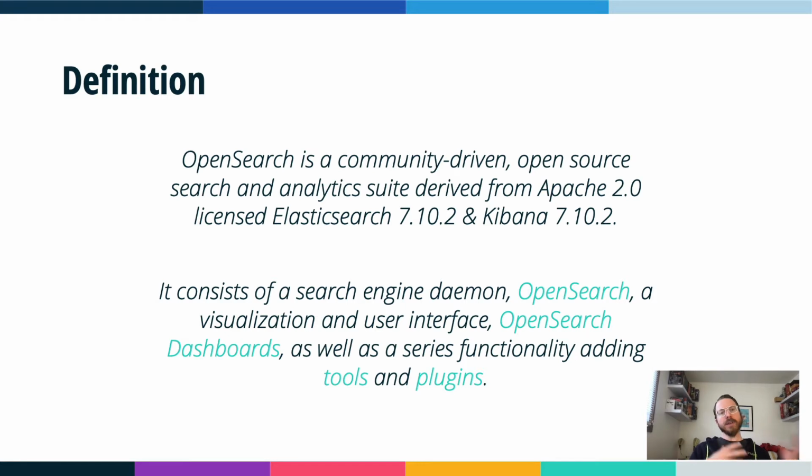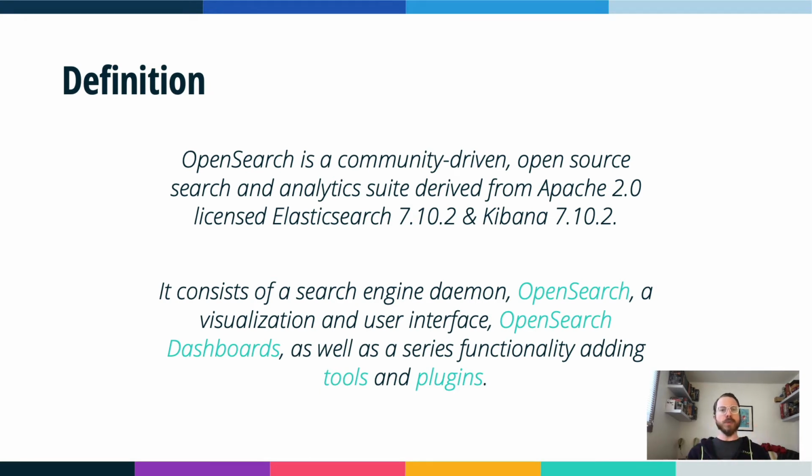What Amazon did is they basically took the Apache 2.0 licensed versions, the last one, 7.10.2 of both Kibana and Elasticsearch, and painstakingly went through and removed any mixed licensing that was in those repos, because there were some different licenses in there that were not Apache 2. They removed any specific build tools, any type of telemetry, anything in there that tied it back to the original project, and created a clean place to move forward. And that is what OpenSearch is.